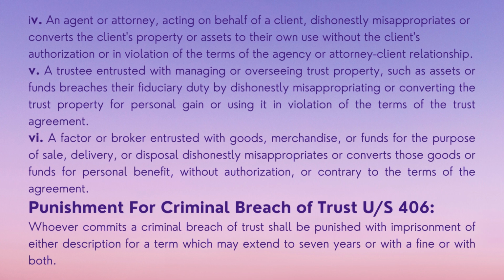5. A trustee entrusted with managing or overseeing trust property, such as assets or funds, breaches their fiduciary duty by dishonestly misappropriating or converting the trust property for personal gain or using it in violation of the terms of the trust agreement. 6. A factor or broker entrusted with goods, merchandise, or funds for the purpose of sale, delivery, or disposal dishonestly misappropriates or converts those goods or funds for personal benefit, without authorization, or contrary to the terms of the agreement.